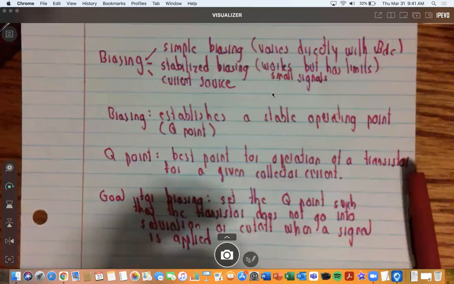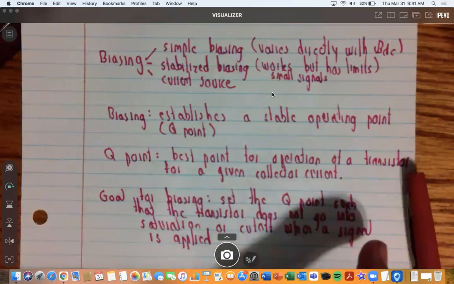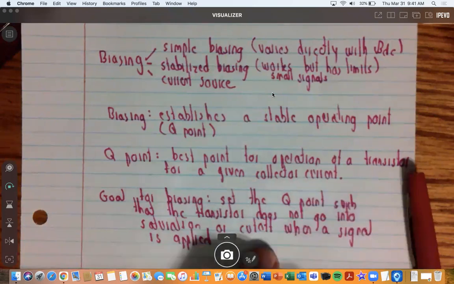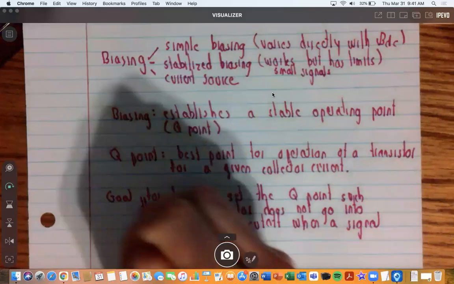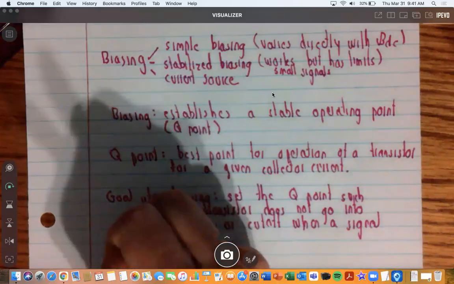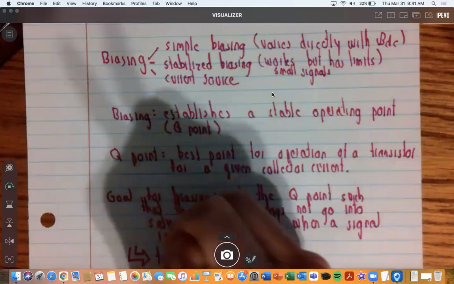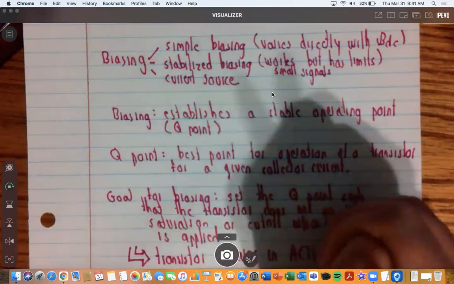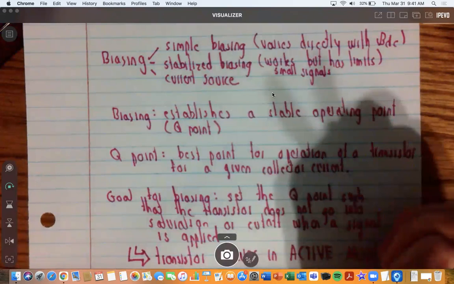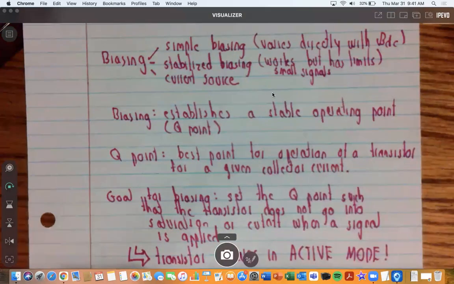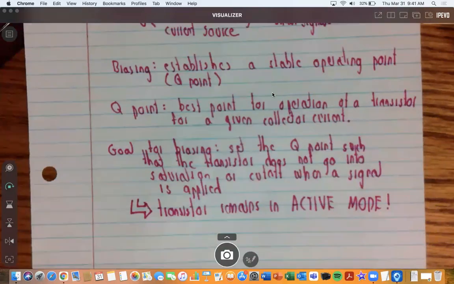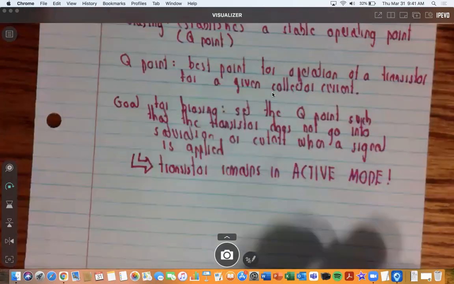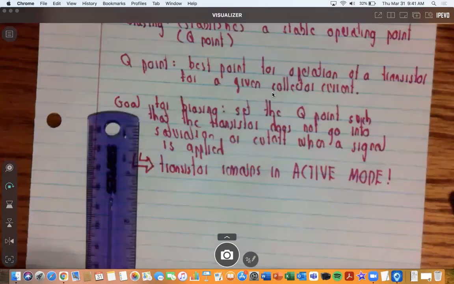And the goal for biasing is to set the Q point such that our transistor does not go into saturation or cutoff when a signal is applied. What this basically means in general is the transistor remains in active mode. Okay, so now that we defined all of it, we're going to see a visual representation of it. For our biasing, you will probably remember these types of curves. We did them in lab, so they're good to know.